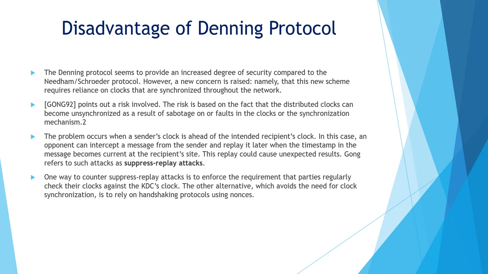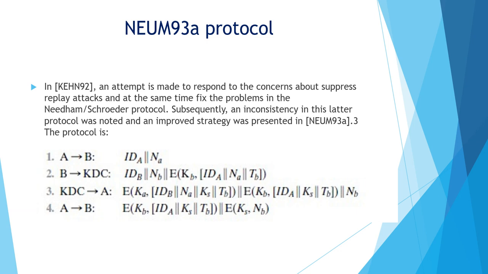One way to counter these types of attacks is to regularly check the clocks against the KDC's clocks, ensuring that they are synchronized. Another alternative is to rely on handshaking protocols using nonces. Later, the Kehne 92 protocol made an attempt to fix inconsistencies like suppress replay attacks with the help of timestamps and nonces, but it also had certain inconsistencies. Later, this was improved in the Neuman 93A protocol.